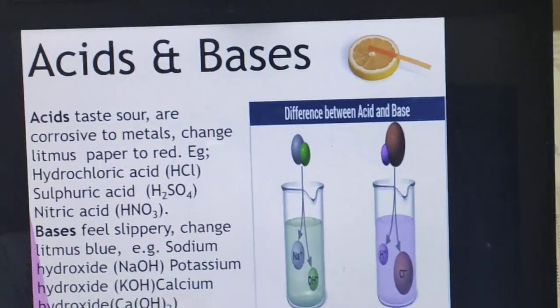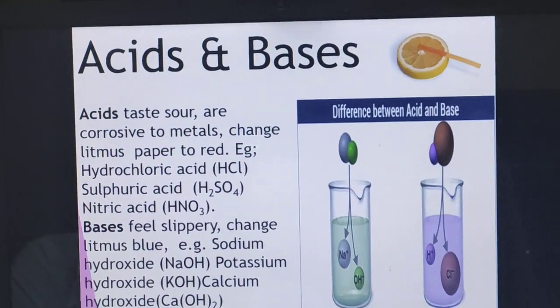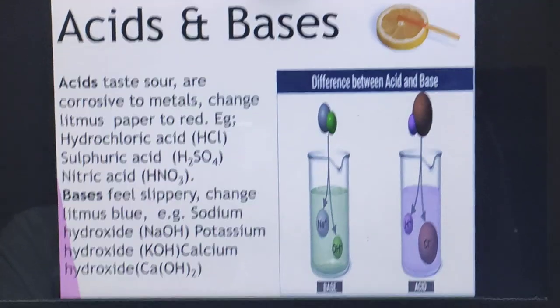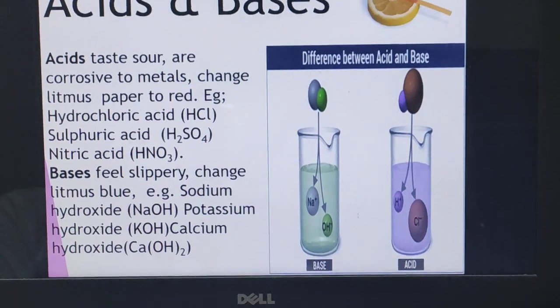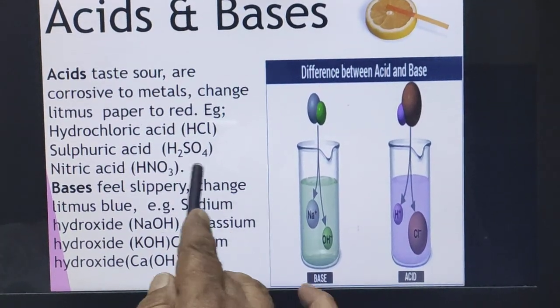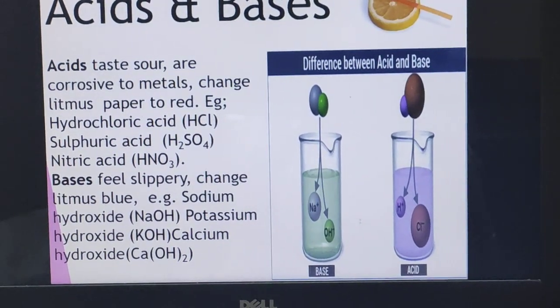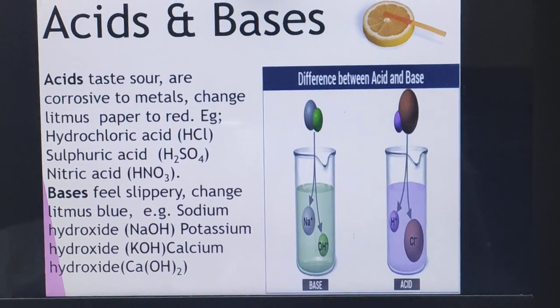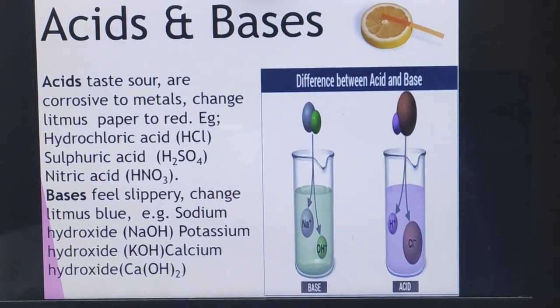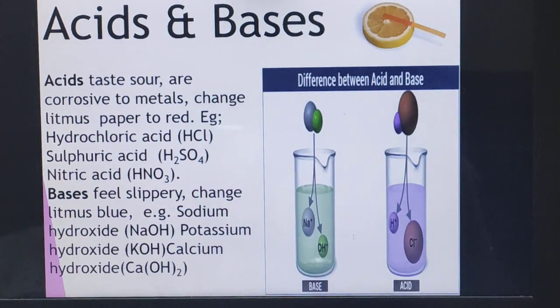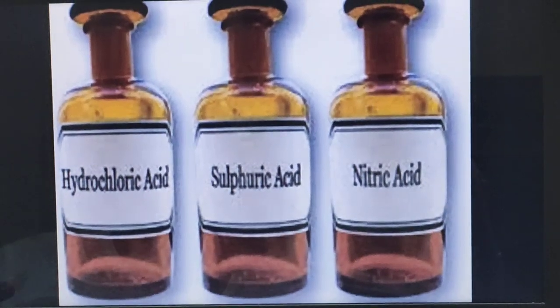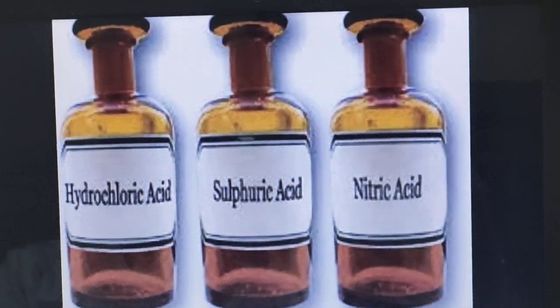Acids are sour to taste, corrosive to metals, and change blue litmus paper to red. Examples are HCl, H2SO4, HNO3. Whereas bases are slippery, soapy to touch. They change red litmus to blue. Examples: NaOH, KOH and calcium hydroxide. Here are a few examples.